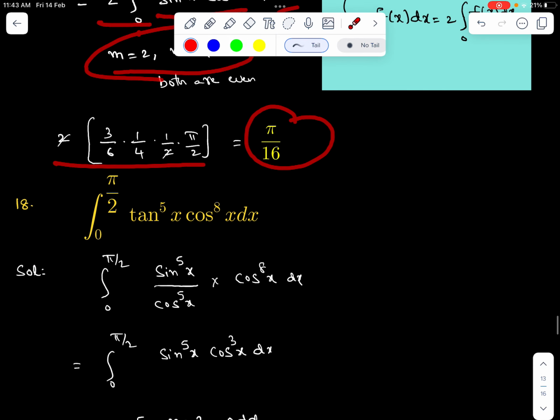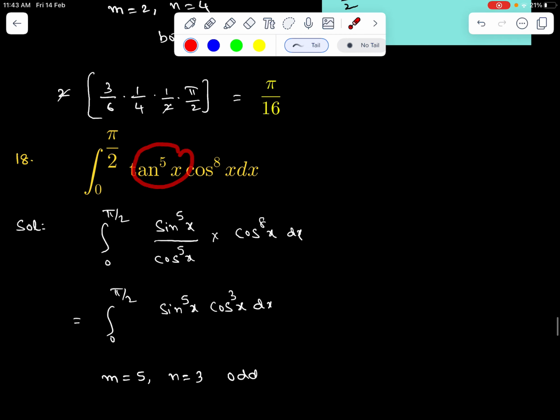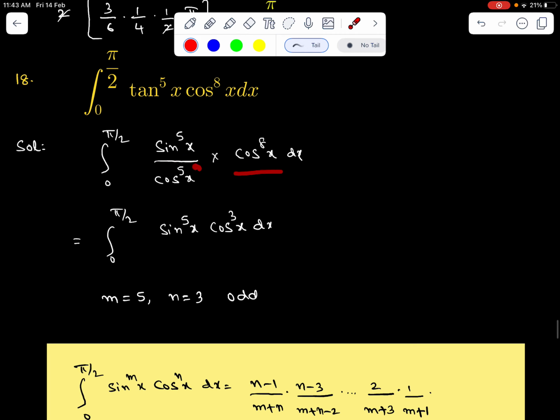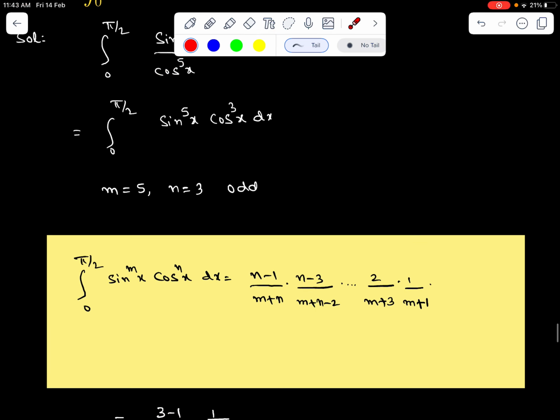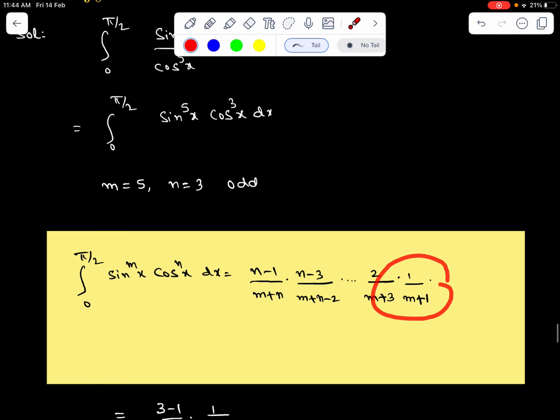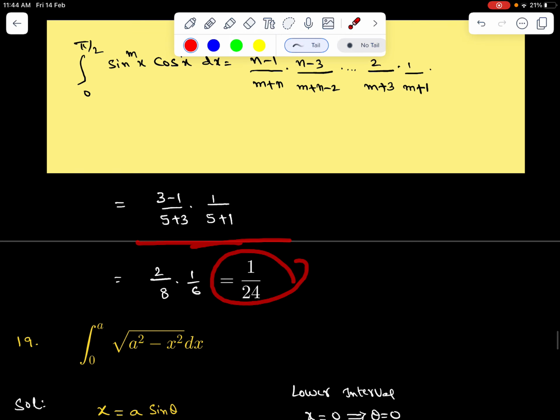Okay. Next, integral 0 to pi by 2 tan power 5x into cos power 8x. You can convert the tan in terms of sin by cos. That is equal to sin power 5x by cos power 5x into cos power 8x. Cancel here. Then sin power 5x cos cube x. These both are odd. Then the formula integral 0 to pi by 2 sin power mx cos power nx is equal to n minus 1 by m plus n minus 3 by m plus n minus 2, so on, 2 by m plus 3, 1 by m plus 1. I will get this answer, 1 by 24.